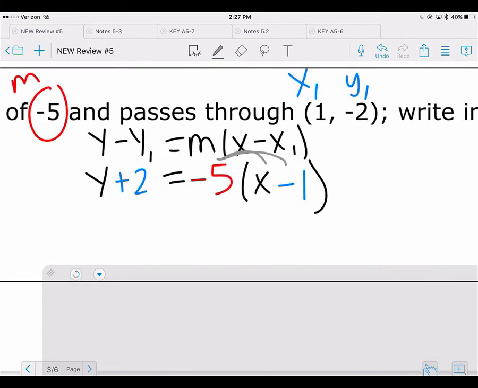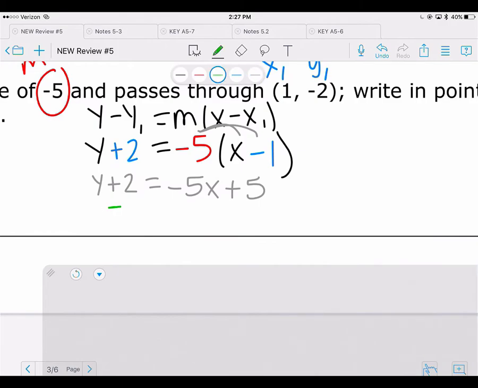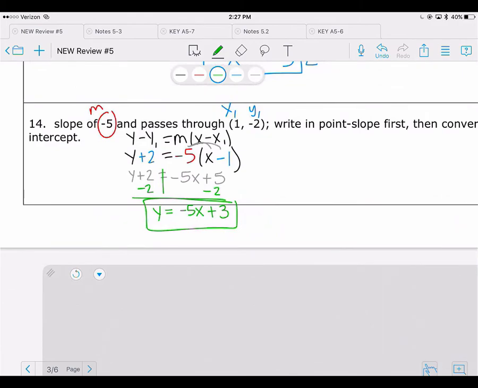Now it asked me to put it in slope-intercept, meaning solve for y. So I have to distribute. -5 times x is -5x. -5 times -1 is +5. And then subtract 2 from both sides. So y equals -5x plus 3. And I'm done. So I put it in point-slope, and then I converted, and I'm done.